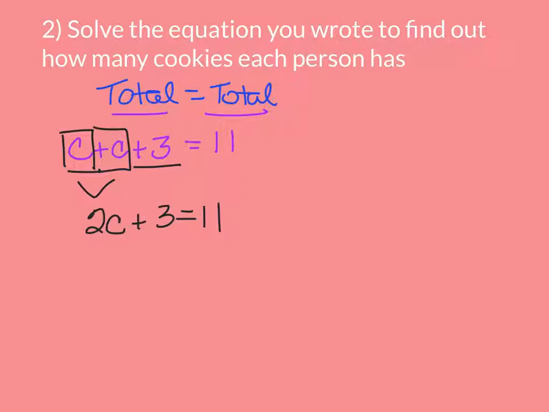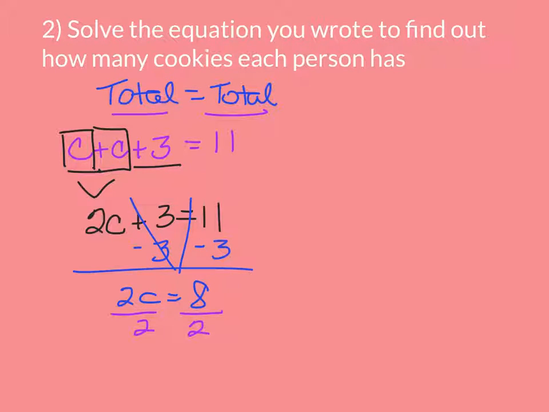Well, now this is a problem that you should know how to solve. You ask yourself, what's the opposite? What's the opposite of plus 3? It is, of course, minus 3 on both sides of the seesaw. These cancel. I've got 2C equals 11 minus 3 is 8. I ask myself what the opposite is. The opposite of times 2, of course, is divide by 2. Those cancel out. I'm left with C equals 8 divided by 2 is 4.